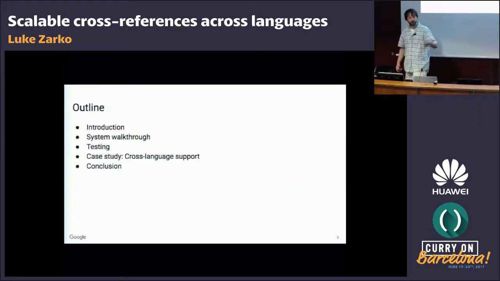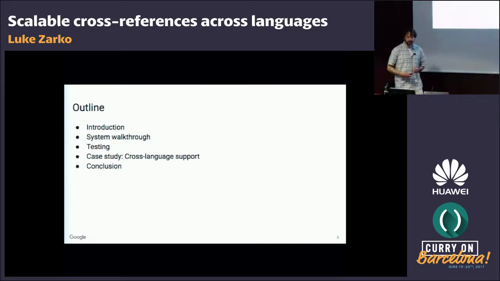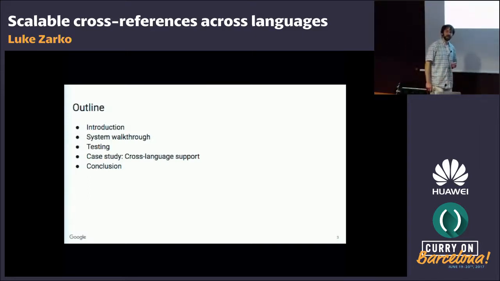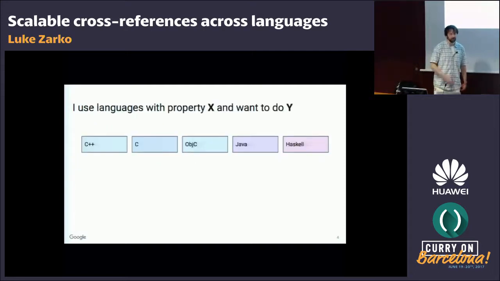First, I'll give you an introduction to the project, give you an overview of how we affect the project, talk about testing a little bit. And this is interesting because, as it turns out, because of the way the components of Kythe fit together, we're able to abstract testing from particular programming languages. Then I'll talk about how we do cross-language support between protocol buffers and interface description language and any generic programming language, and then conclude.